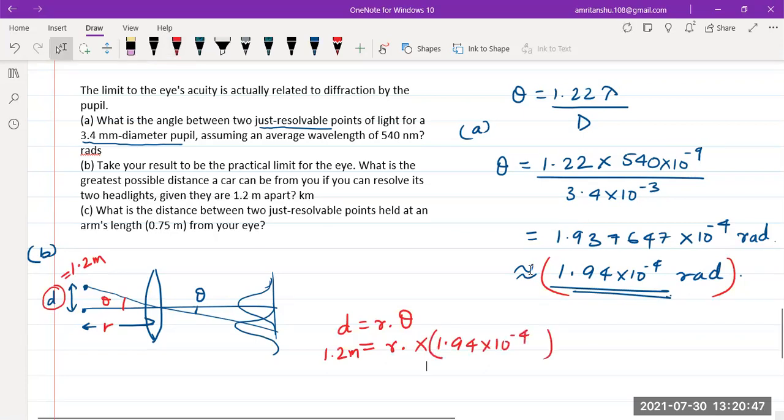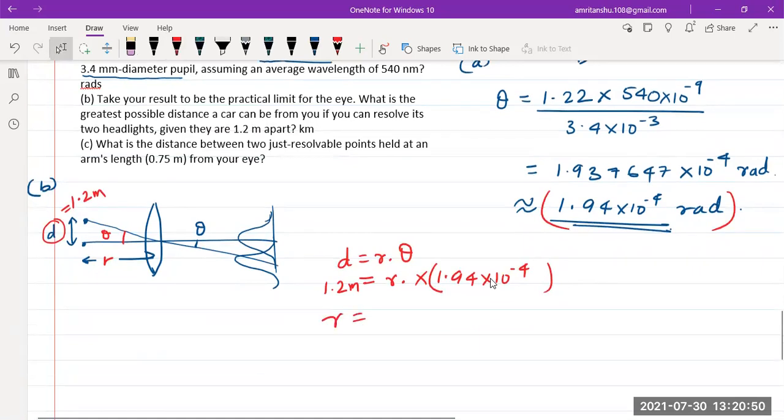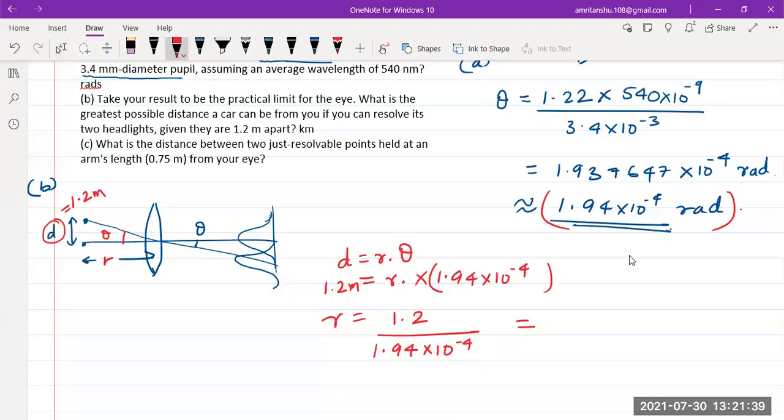So here r is going to be 1.2 upon 1.94 into 10 raised to minus 4, which happens to be 6.18556 kilometers approximately. So that means if a car is situated at this distance with headlights 1.2 meters apart, we will be able to distinguish between those two headlights. Otherwise it will just look like one bulb. We will not be able to distinguish between those two headlights distinctly.